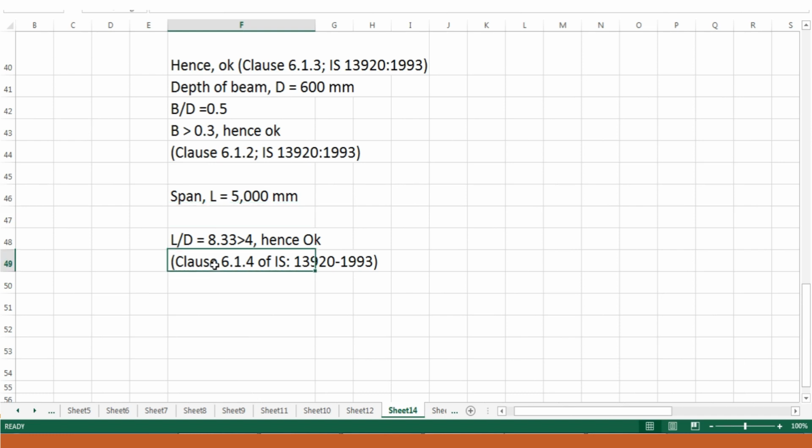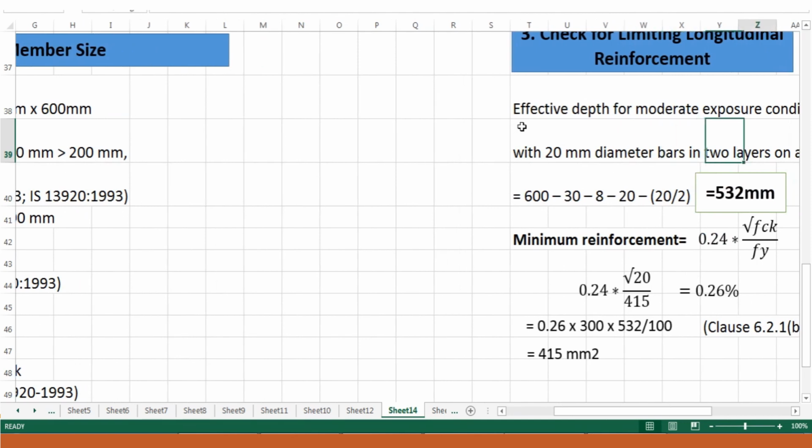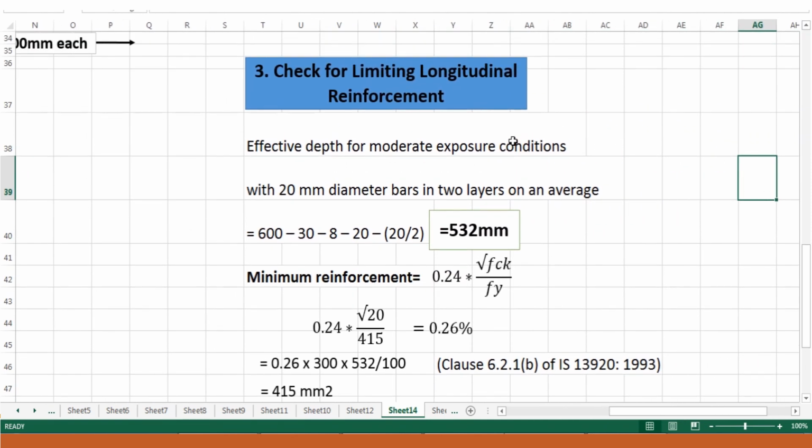The third clause, which is 6.1.4 in IS 13920, is that the length of the beam to the depth of the beam should be greater than 4. Here the length is 5000 mm and the depth is 600 mm, so it's 8.33. Hence again it's okay. Now these all checks are made for member sizes for ductility purposes. The third check that is provided is for limiting longitudinal reinforcement.